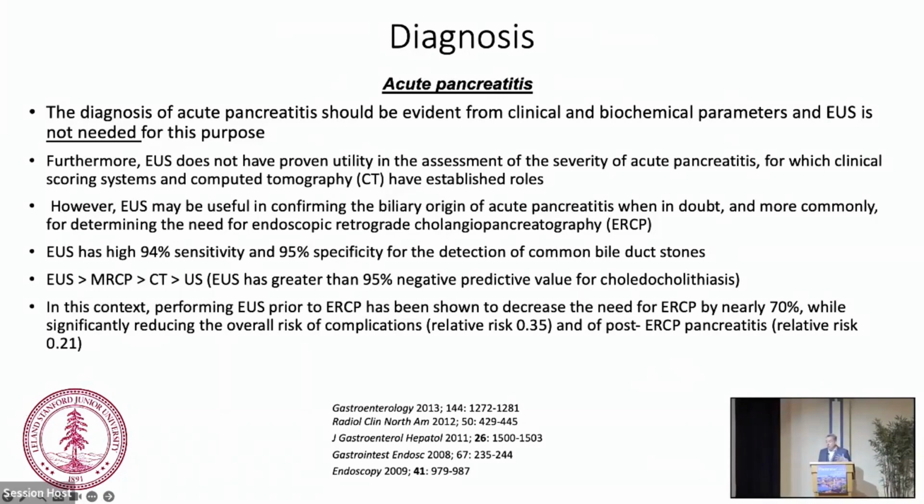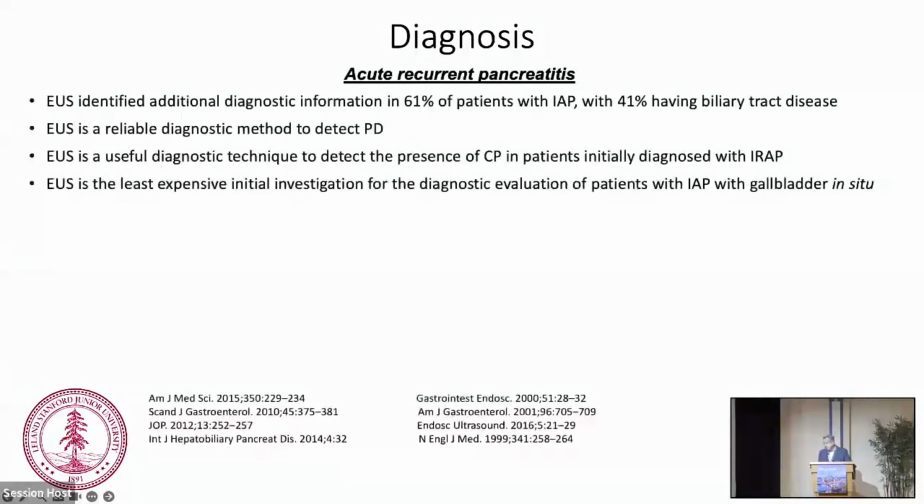And actually, more importantly, it has a great negative predictive value, greater than MRCP, CT, or transabdominal ultrasound. And in this context, doing EUS prior to ERCP decreases ERCP by about 70% and obviously reduces the complications of post-ERCP pancreatitis. How about acute recurrent pancreatitis?